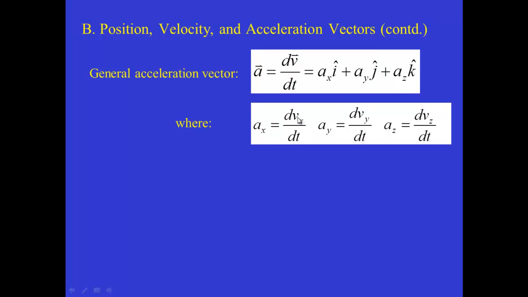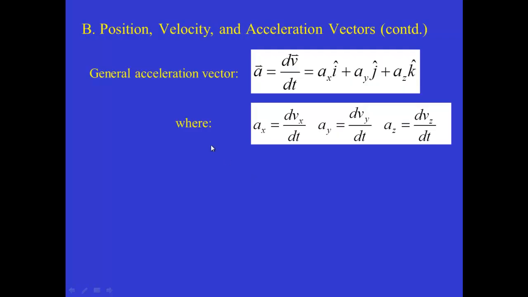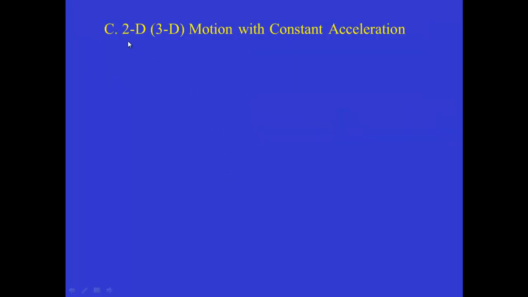Each of these components, the vx, the vy, and the vz components, can all have their own kind of time dependence. And so you could have an acceleration vector with very different components. So that's basically all there is to it. Except now we will put these vectors into service in doing some simple calculations for two-dimensional and three-dimensional motion with constant acceleration.